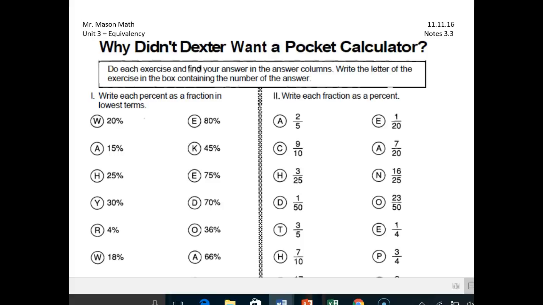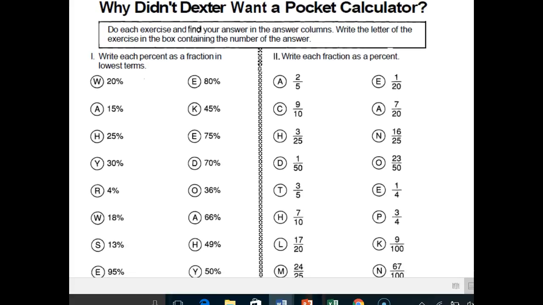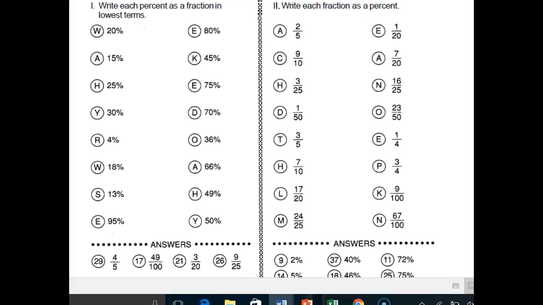Number 1, you're trying to answer the riddle that says, why didn't Dexter want a pocket calculator? So you're going to do each exercise, find your answer in the answer columns, and write the letter of the exercise in the box containing the number of the answer. It says write each percent as a fraction in lowest terms. The beautiful thing about writing a percent as a fraction is it's always going to be over 100. The bad thing is you're going to have to simplify.